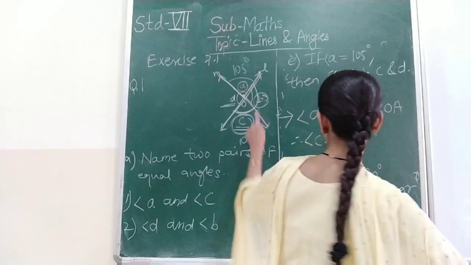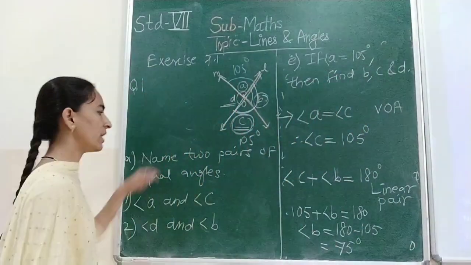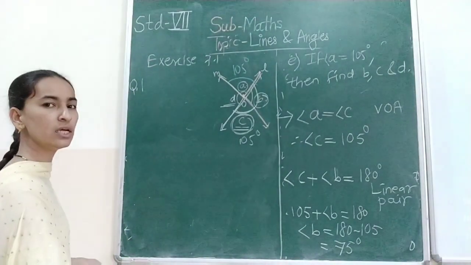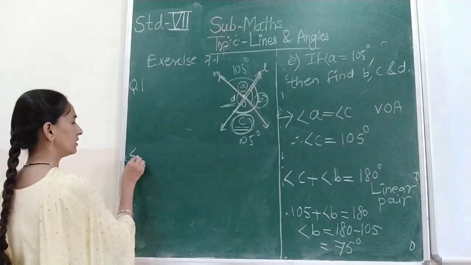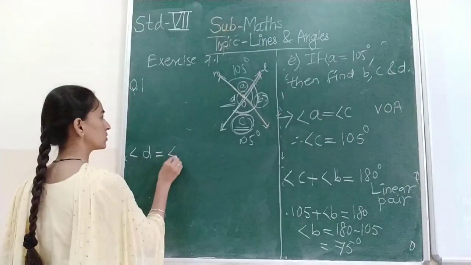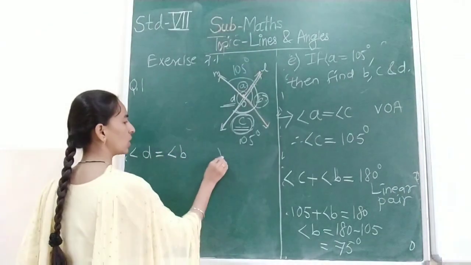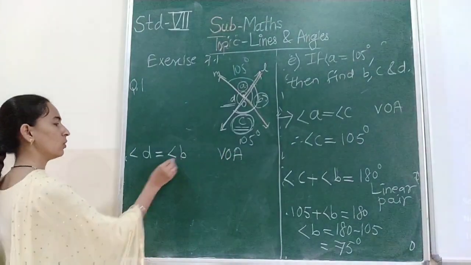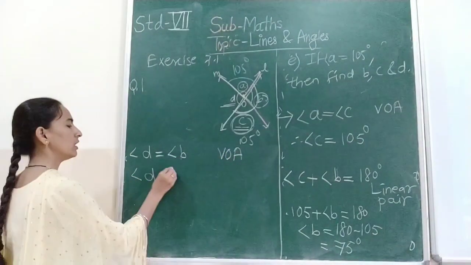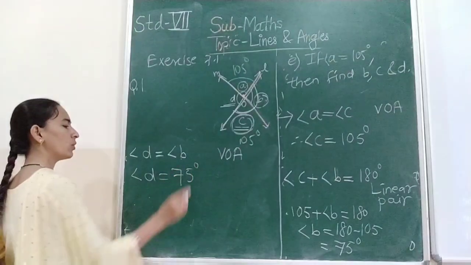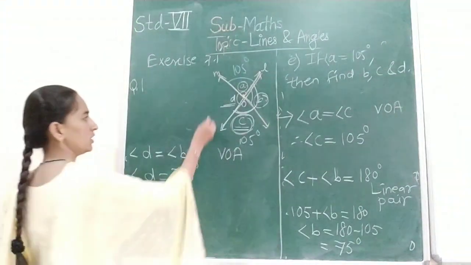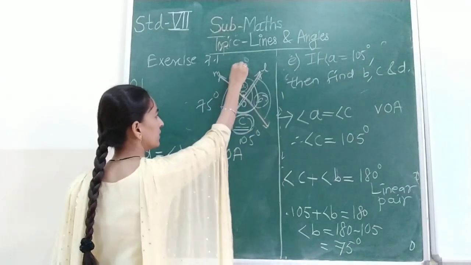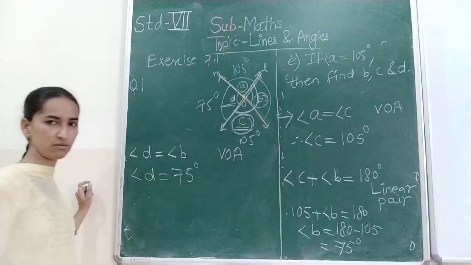Now see, angle B is 75. So what is the measure of D? Angle D also equals B. Why? Because they are vertically opposite angles. So put the value of B, 75. So both angles are 75. These two angles are 75 and these two are 105.